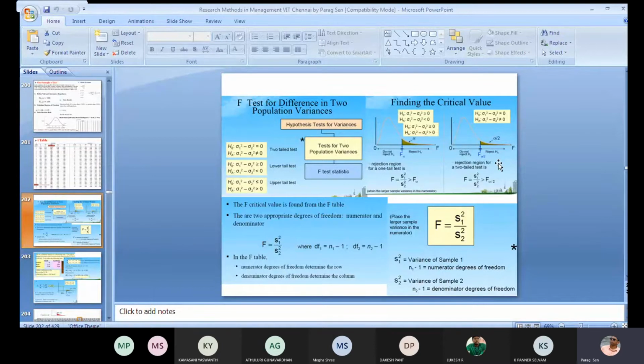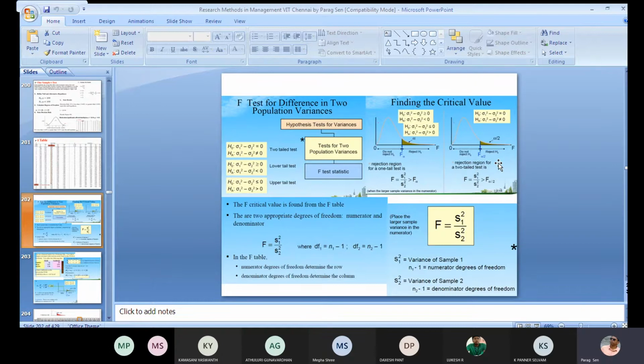Yesterday we discussed different tests of t-test, different methods like independent sample t-test, dependent sample t-test, one sample t-test. So these methods we have seen.